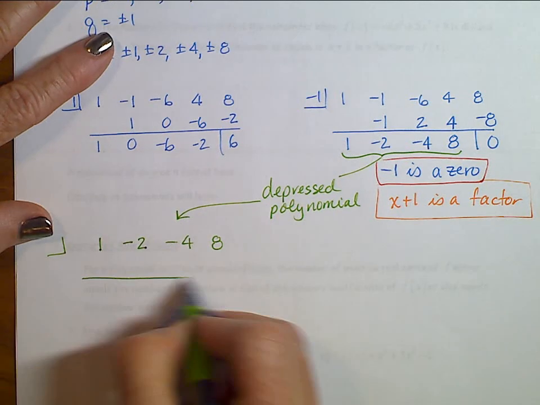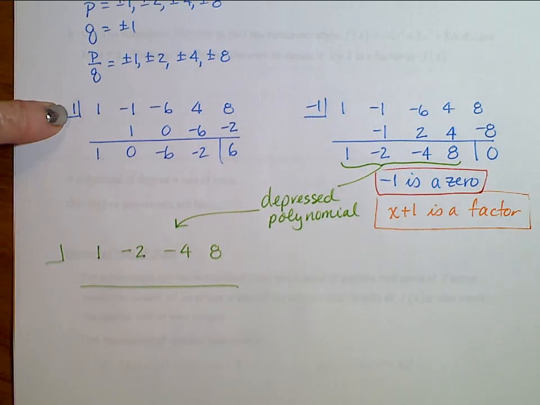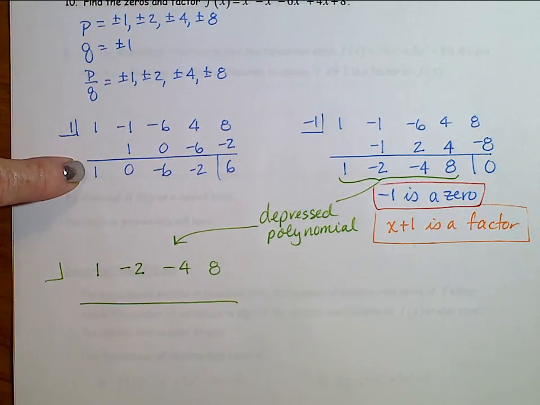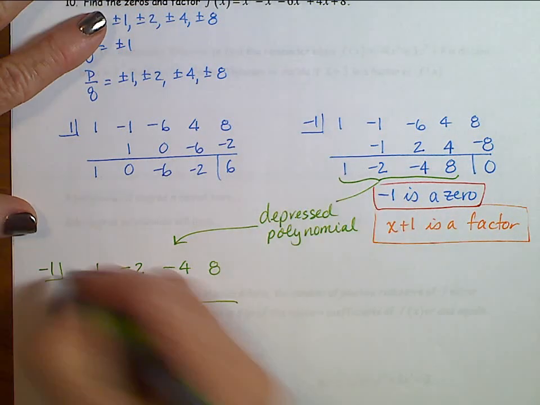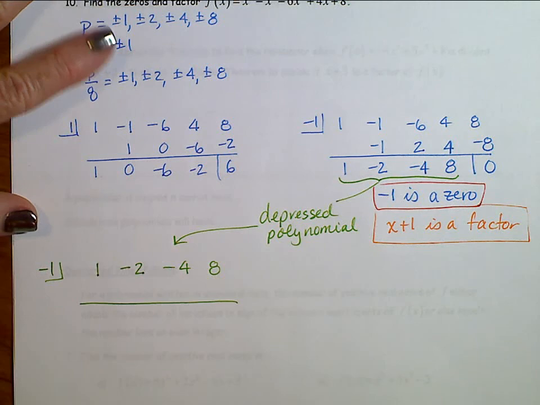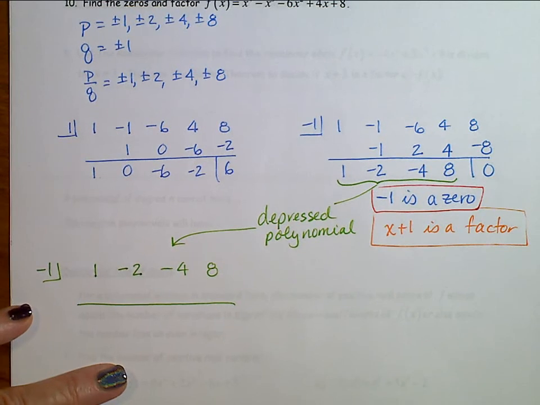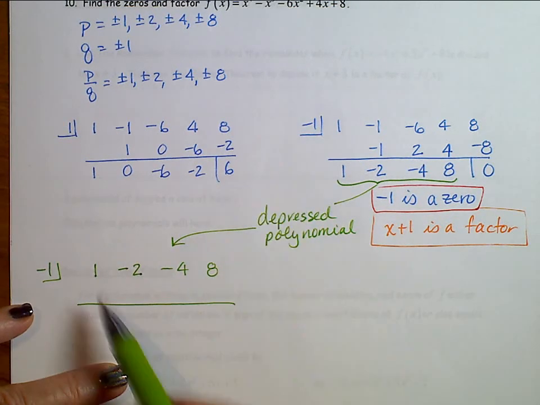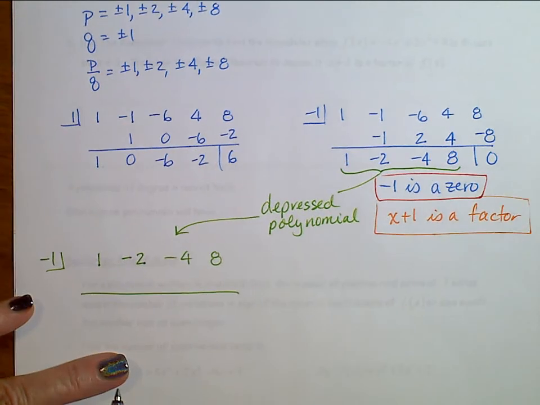Okay, listen carefully. I do not want to check 1 again. It didn't work the first time, it won't work again. I do, however, want to check negative 1 again because it might work twice, which would mean we would have a multiplicity of 2 on that negative 1. So things that work, you do want to check again. Things that don't work, you don't have to worry. They're never going to work. They didn't work the first time, they won't work the second time.